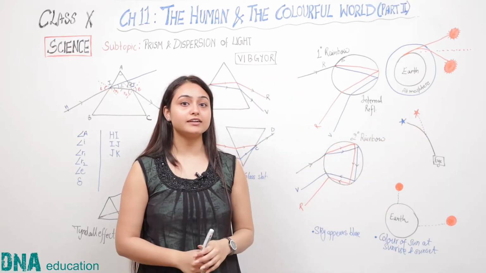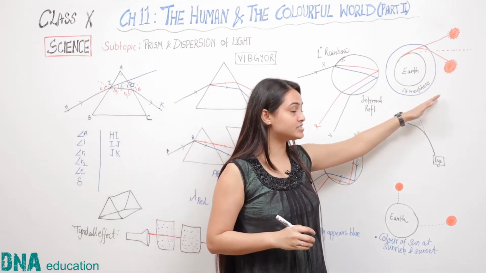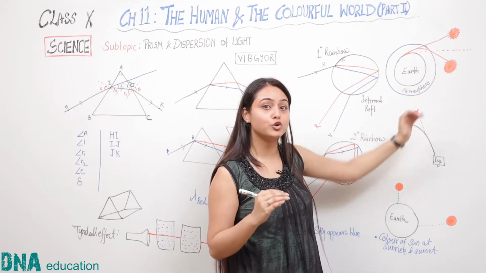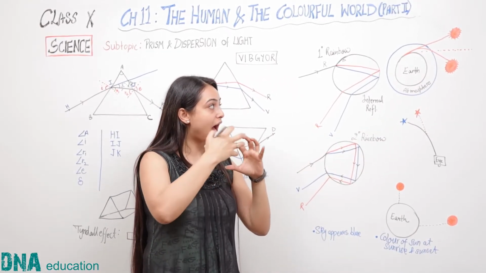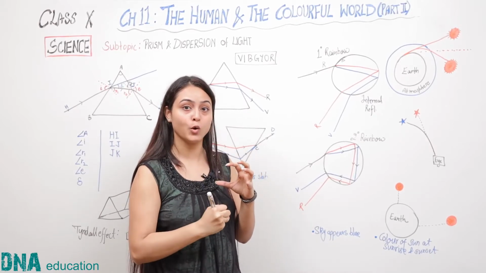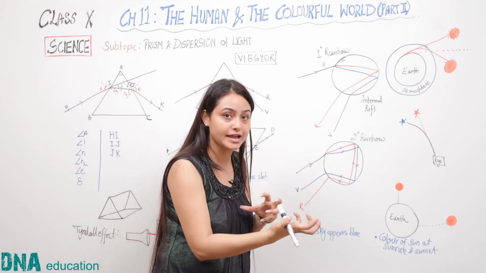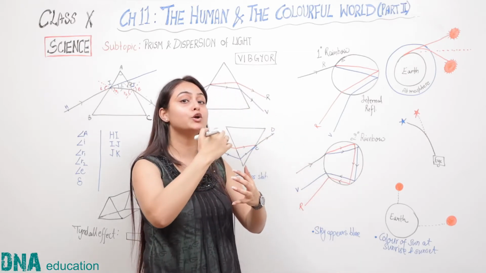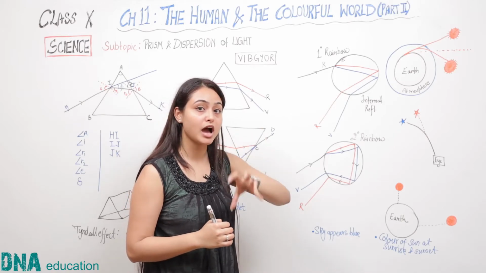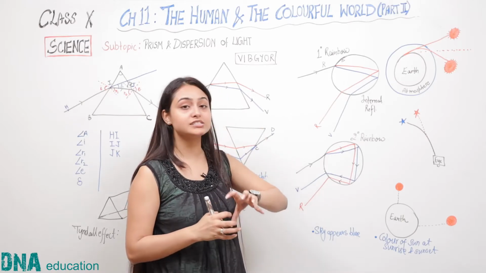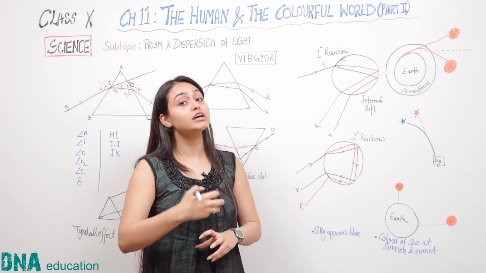There is one more phenomenon of atmospheric refraction. It is said that sunrise and sunset actually appear 2 minutes before sunrise and 2 minutes after sunset. That means when sunrise has not actually happened, 2 minutes before that we see the sunrise. Similarly, after sunset, for 2 minutes we can still see the sun above the horizon. That means sunset is 2 minutes delayed, whereas sunrise is 2 minutes earlier.